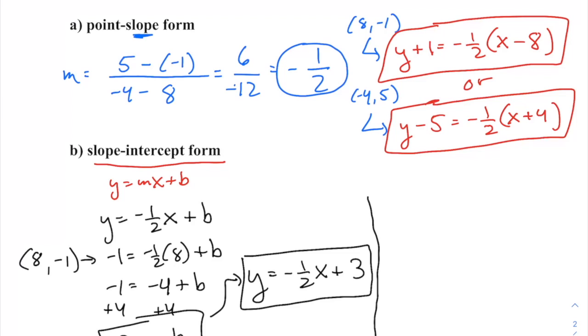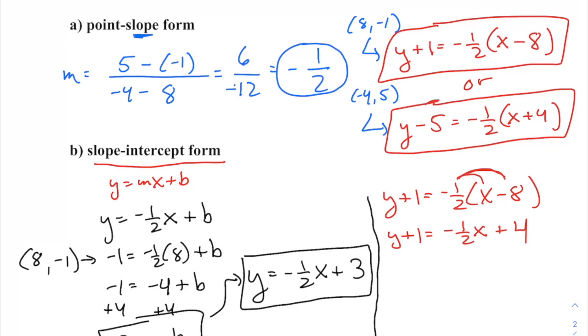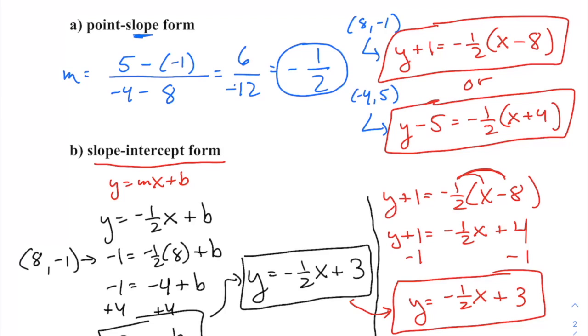So let's just say that same y plus 1 equals -1/2 times x minus 8. You could take this and just solve it for y, get y all by itself to put it in slope-intercept form, make it look like y equals mx plus b. And we would do that by distributing the -1/2 to clear the parentheses. There's no parentheses in slope-intercept form, so that will give you -1/2 x. -1/2 times -8 is +4. And then to get y all by itself, to isolate y, subtract 1 from each side, and you have y equals -1/2 x plus 3. Same answer here and there.